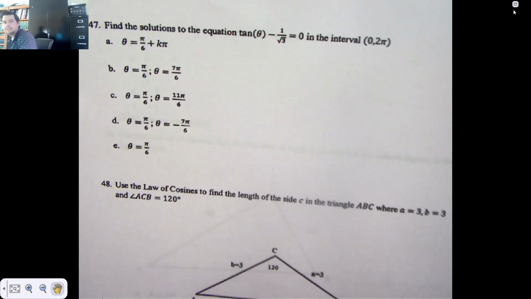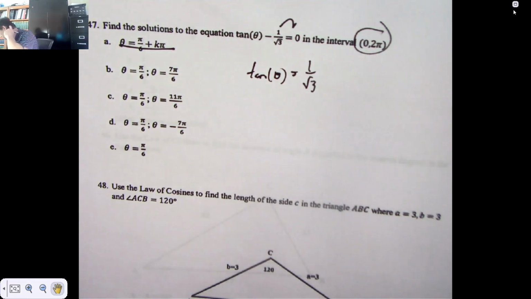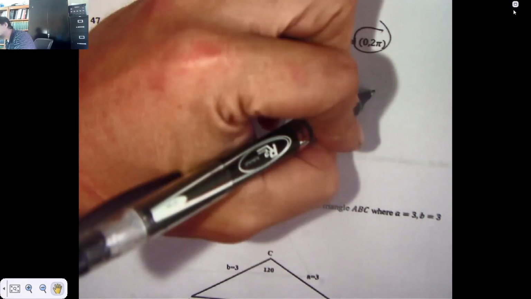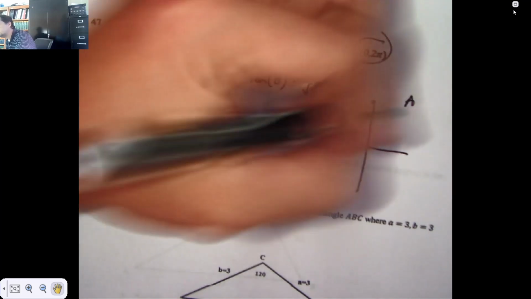47, find the solutions to the equation tangent of theta equals negative 1 over root 3 over the interval 0 to 2 pi. Because they have this defined interval, that one's gone. So by moving to the right, the tangent of theta is positive 1 over root 3. I don't know if you want to do this with unit circles or whatever. Some of you can, some of you can't.